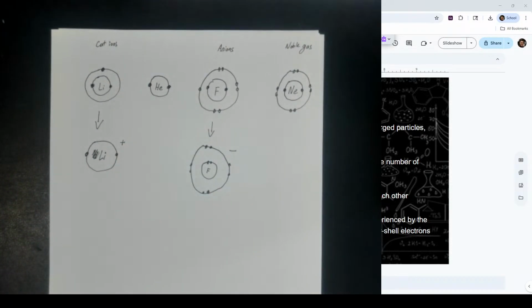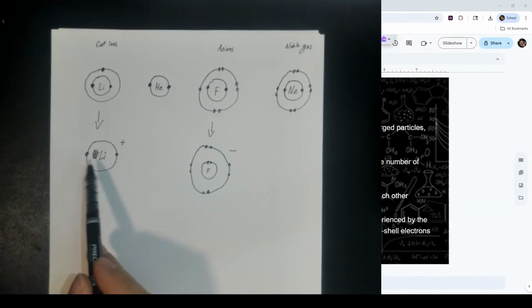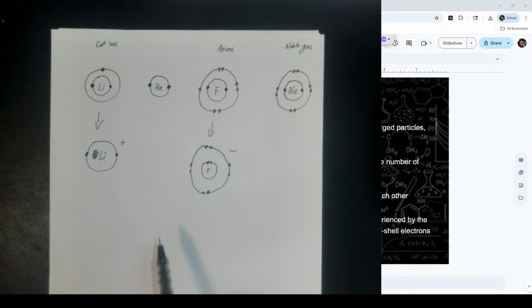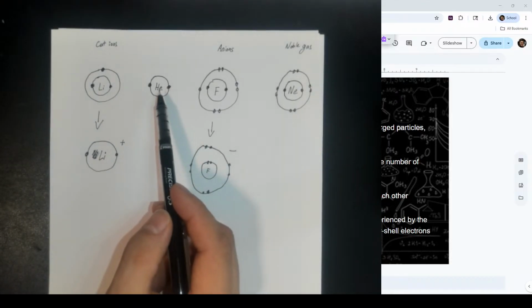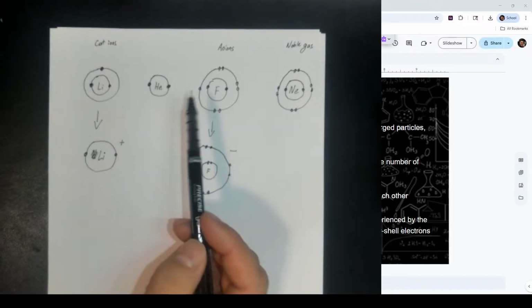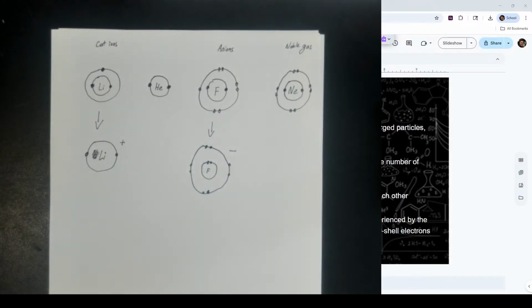But if you look at the first row on the periodic table, it just contains hydrogen and helium. It only contains an s subshell, so lithium ions in this case, and helium as the noble gas are happy with that being their full valence shell.